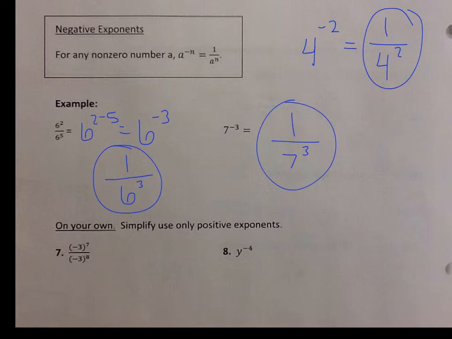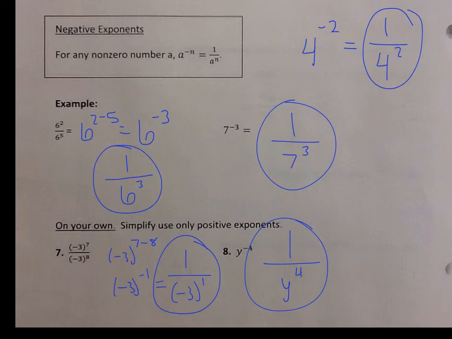We're taking negative 3 to the 7th over negative 3 to the 8th. First of all, subtract exponents. So we're going to do 7 minus 8, which is negative 3 to the negative 1. But we can't have a negative exponent, so we have to change that into 1 over negative 3 to the positive 1. And that is our simplified answer. Number 8. Take a moment to rewrite that. Alright, so since it has a negative exponent, we know we're going to have a 1 in the numerator, and the y to the 4th becomes positive.